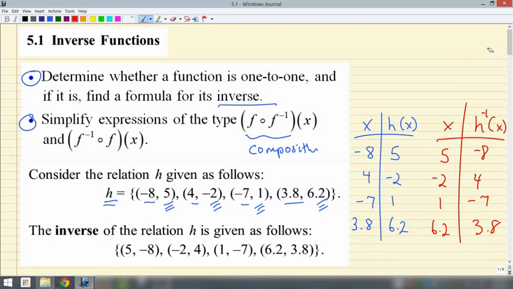If we wanted to look at the composition of these two, you would start with, let's say, -8. H of X is equal to, you would take the -8 and you would get a 5. Then you would take the 5, start here, and you would get a -8. So H of H to the -1 of X equals X.